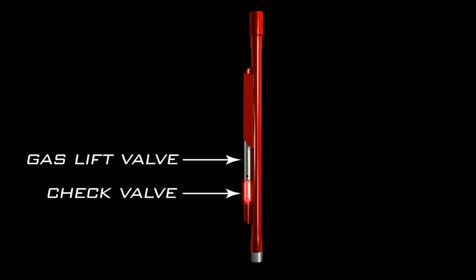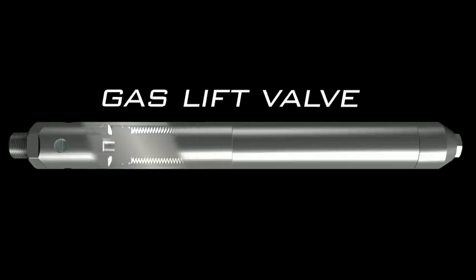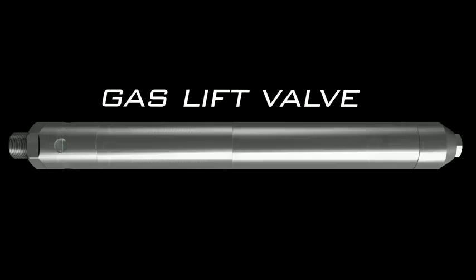The mandrel assembly is the equipment component of the OptiFlow Gas Lift system. Shown is a tubing retrievable assembly comprised of a gas lift valve, a check valve, and the mandrel itself. The gas lift valve injects the gas into the production string. It is housed in the mandrel and is injection pressure operated, with a nitrogen-charged dome and bellows configuration.